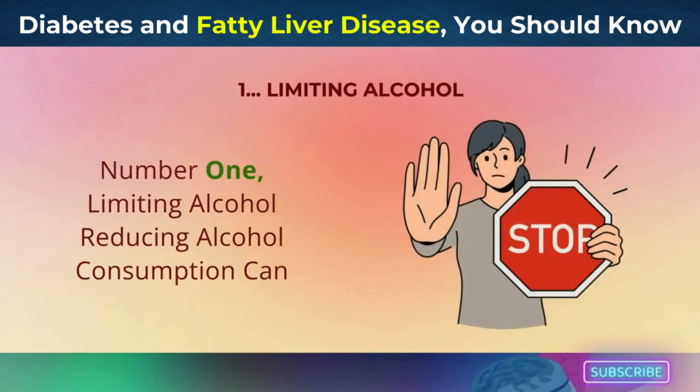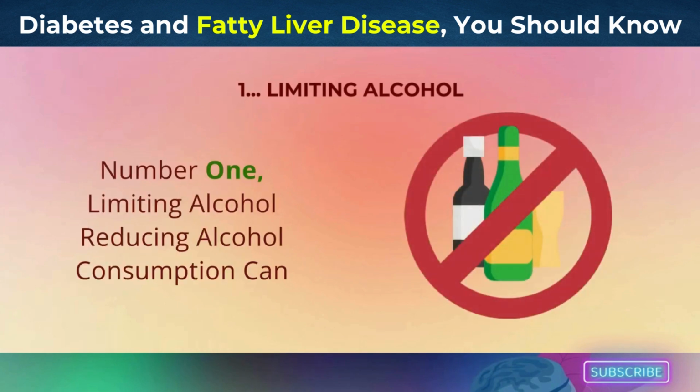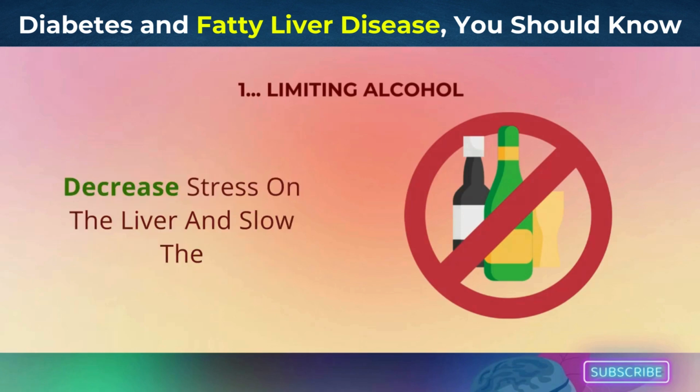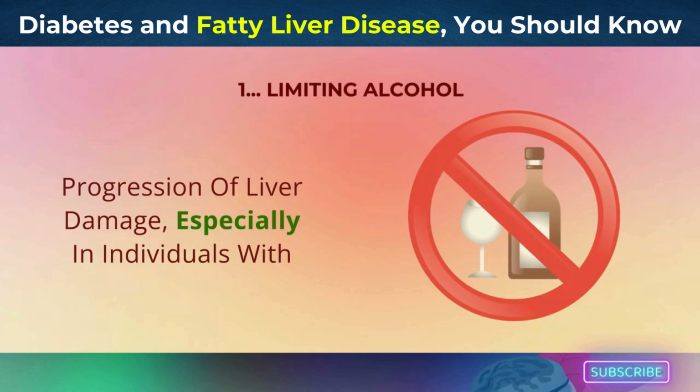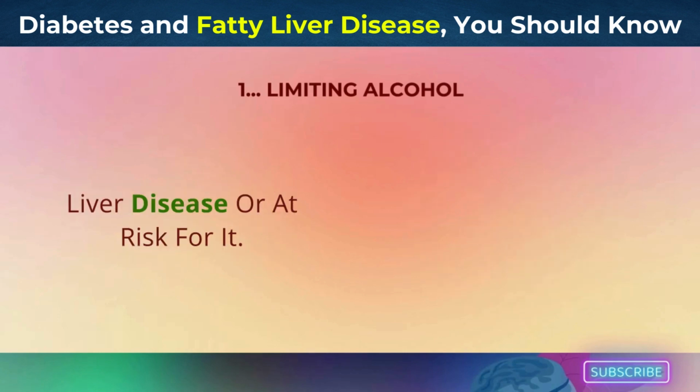Number 1. Limiting alcohol. Reducing alcohol consumption can decrease stress on the liver and slow the progression of liver damage, especially in individuals with liver disease or at risk for it.